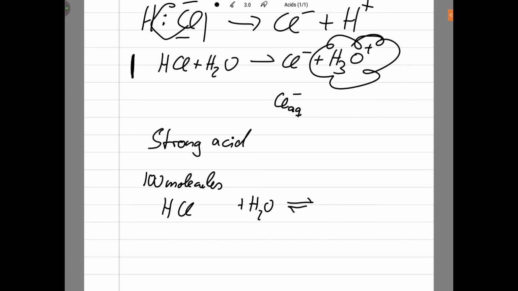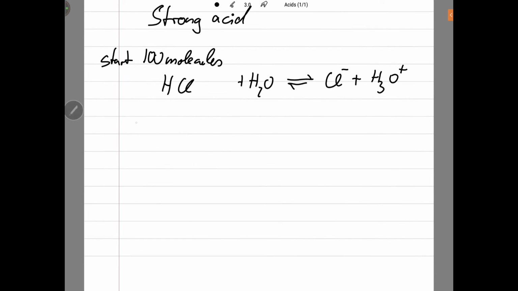We start with 100 molecules of HCl. What we will find once we have reached an equilibrium, so that's the start, at the end of the reaction, when the reaction has reached a sort of a plateau, when nothing further happens, when we have reached an equilibrium, is that we probably have one HCl left.